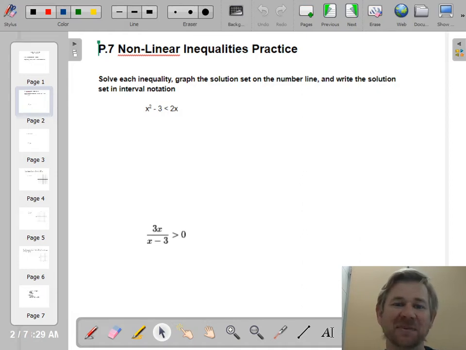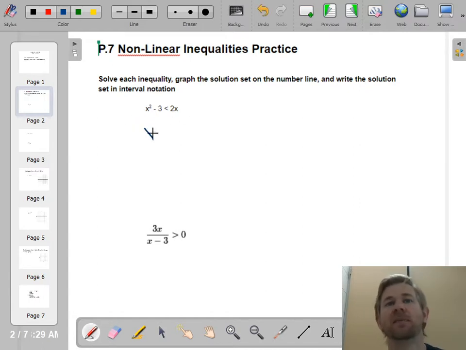Hello ladies and gentlemen, we're going to do some more nonlinear inequalities. Again, this is the last thing that is on your test, so make sure you practice these problems. We're going to go through these by first, every one of these problems you're going to want to set them equal or unequal to 0.